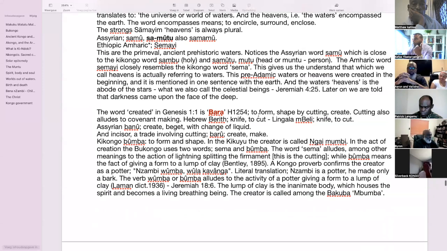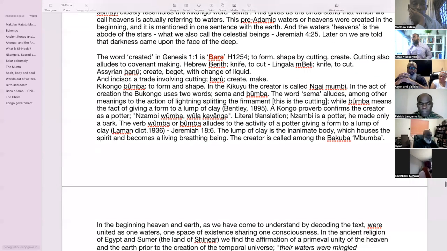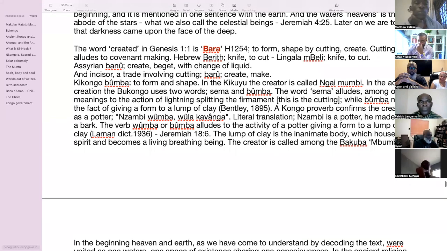Okay, let's read this part over here for you to have a good understanding. The word created in Genesis 1:1, bara, means to form, to shape by cutting, create. Cutting also alludes to covenant making. The Hebrew word berit, knife to cut, in Lingala, mbeli, is the same. So berit is Hebrew, mbeli is Lingala. Both words have the same signification.